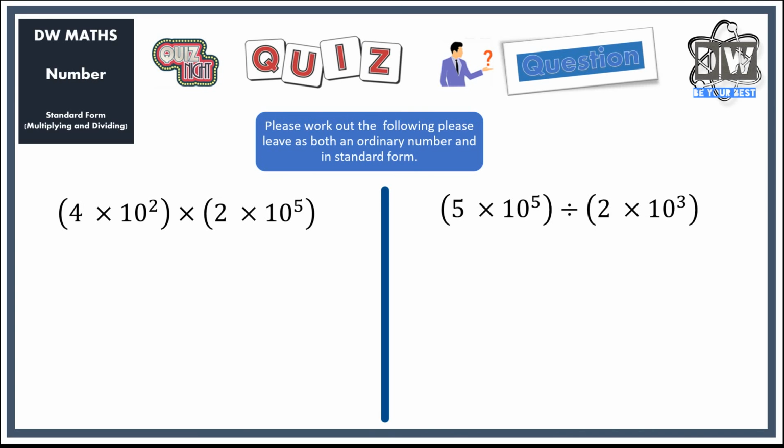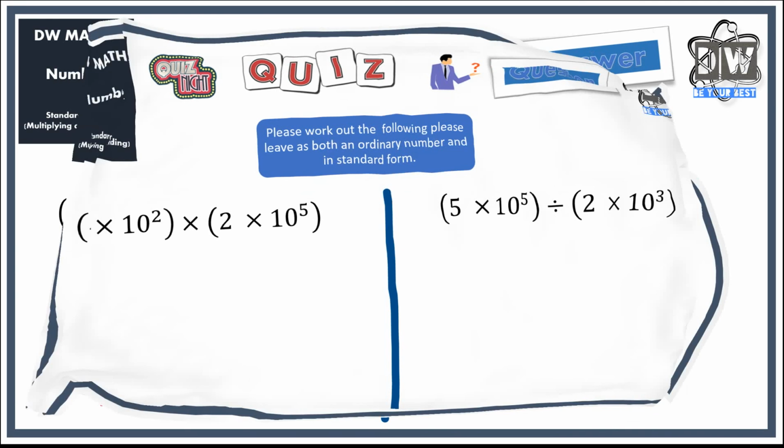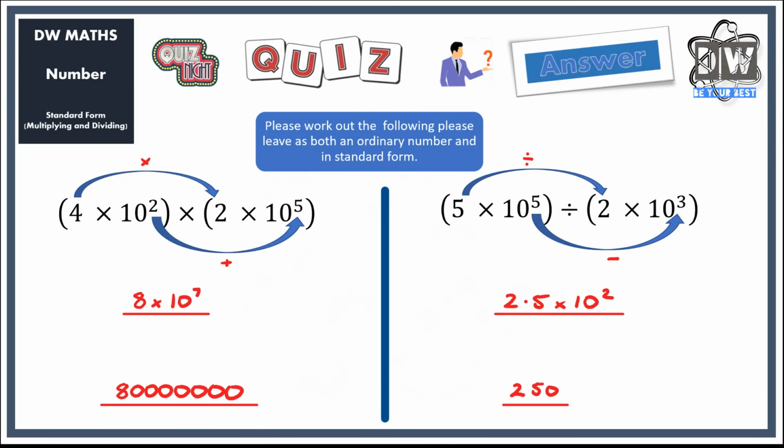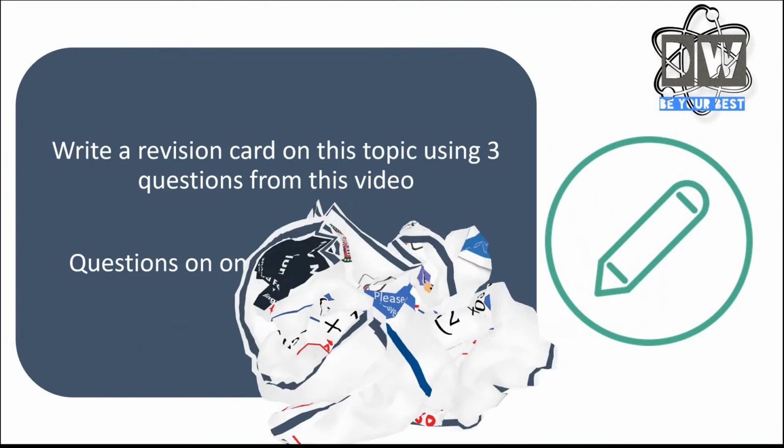Here we go, everyone. It's time for the answers. So on that first one, we multiplied the two numbers together to give us 8. We added the 2 powers to give us 7. So 8 times 10 to the power of 7, multiplied it through. We divided 5 by 2 to give us 2.5. We subtracted the powers away to give us 10 to the power of 2, and that's what our answer is there. I'm sure you've done absolutely fantastically.